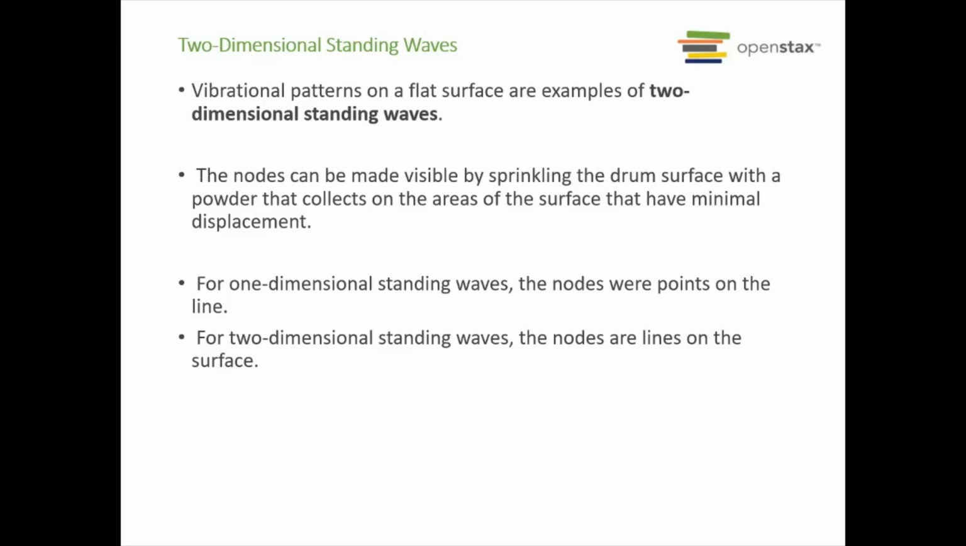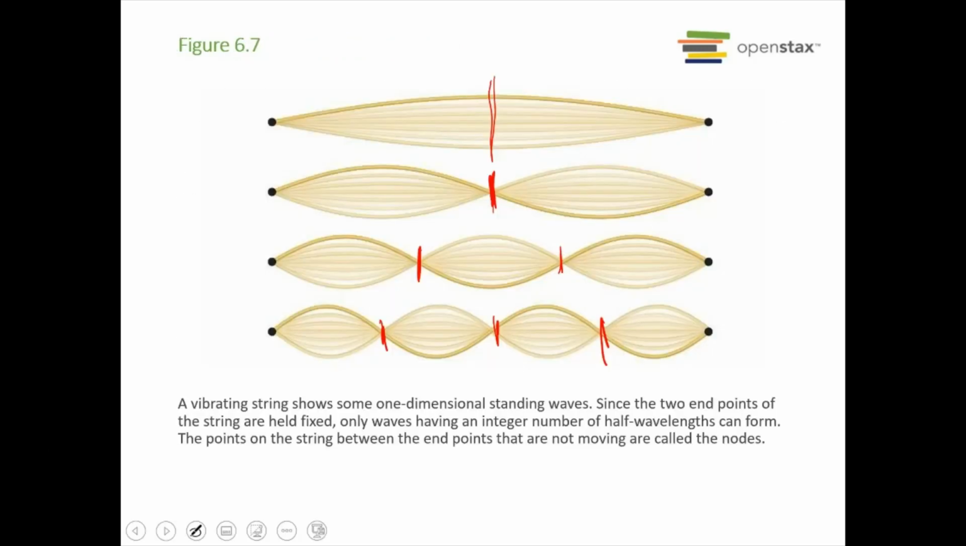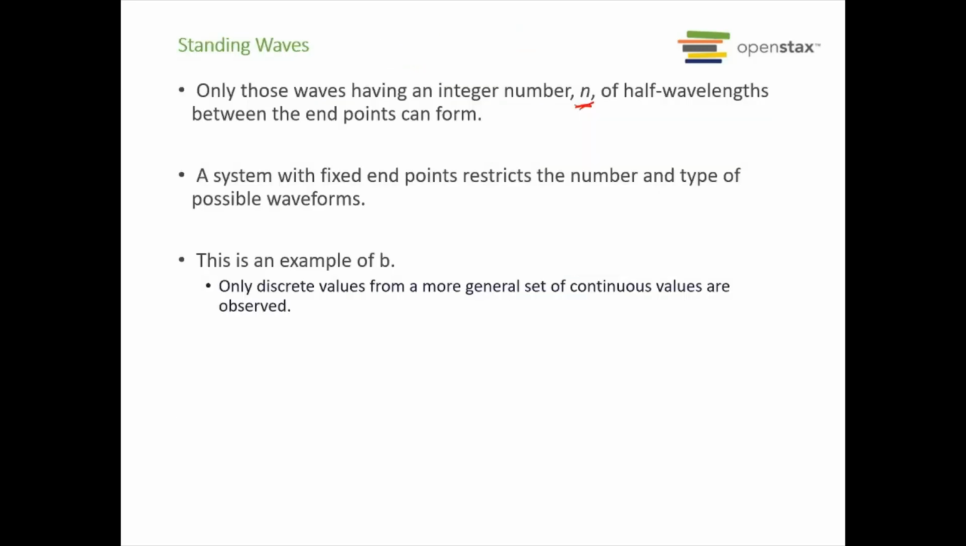The other thing I just want to point out, let me go back to this picture. This is called quantization. And basically this tells us that only discrete values, so only like a number of 1, 2, 3, it has to be just an integer number from a general set of values can be seen. Okay, so this goes along with nodes. These are quantized.